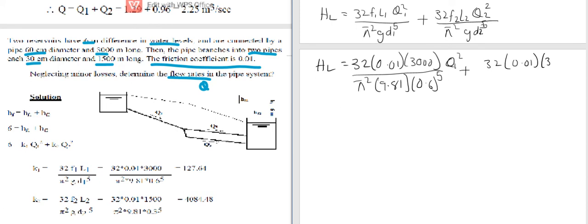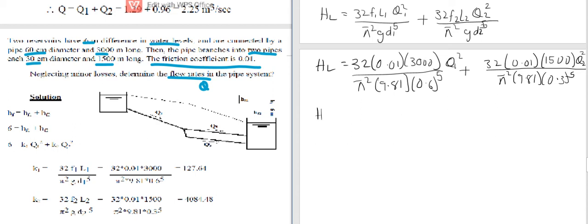and then the length of the second pipe is 1500 meters, Q2 square all over pi square into bracket 9.81 into bracket 0.3 raised to power 5.